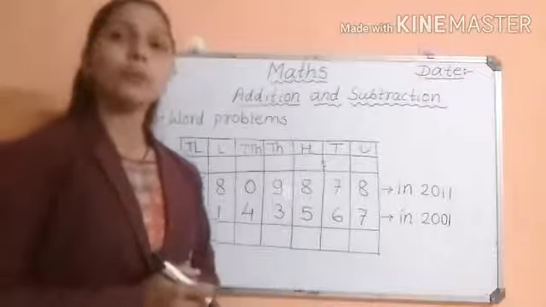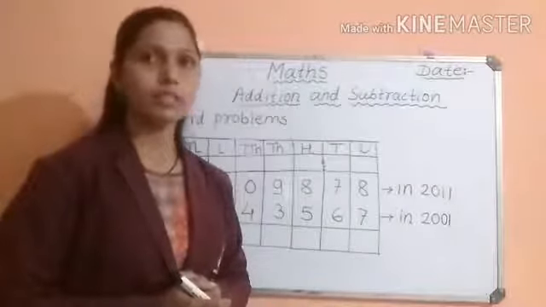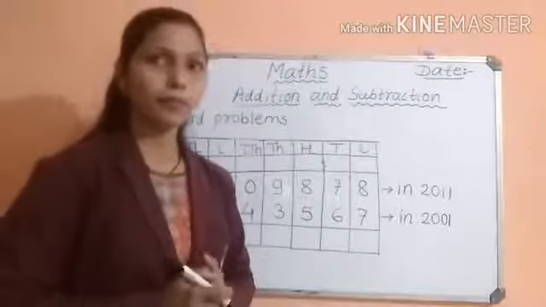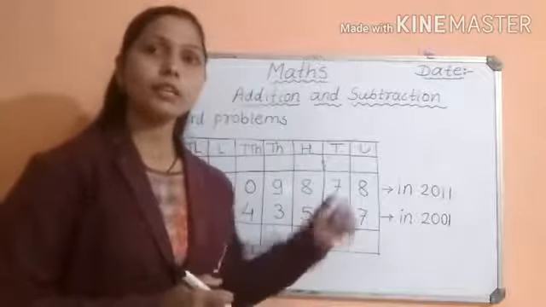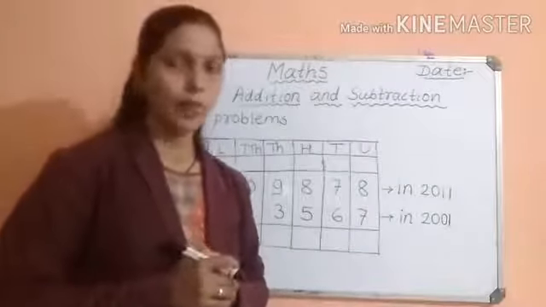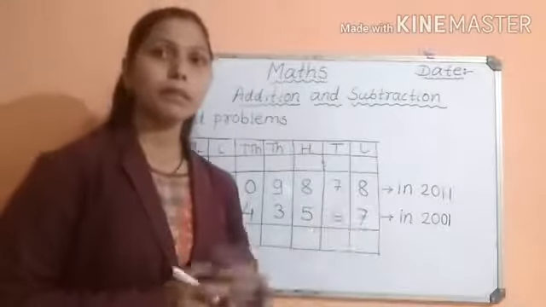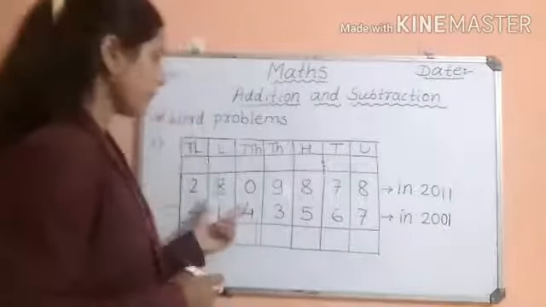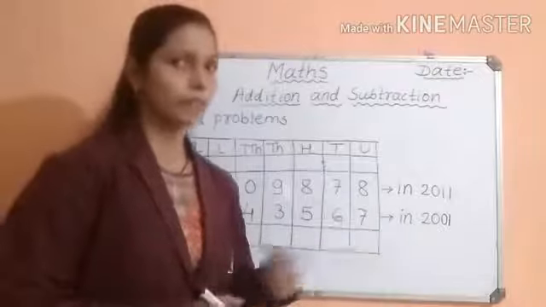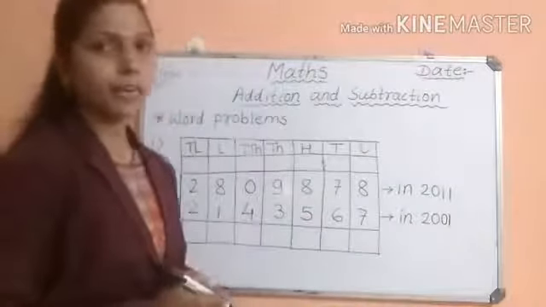While doing the subtraction, you have to write the bigger number first, that is, you subtract the smaller number from the bigger number. So here we write firstly the bigger number, 28,09,878. Now we have to do this subtraction.